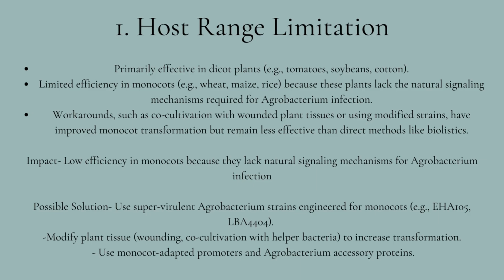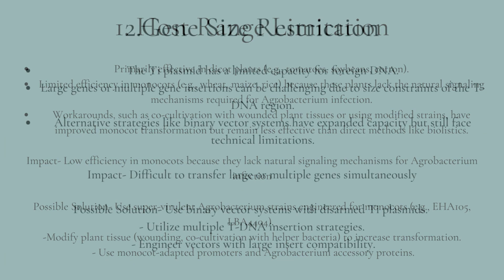The wound plant tissues, which co-cultivate with helper bacteria to boost infection, can also be used. Thirdly, we can modify transformation conditions with monocot adapted promoters and Agrobacterium accessory proteins. The impact is that these strategies improve transformation efficiency in monocots but may still be less effective than direct methods like ballistics or gene gun technology.